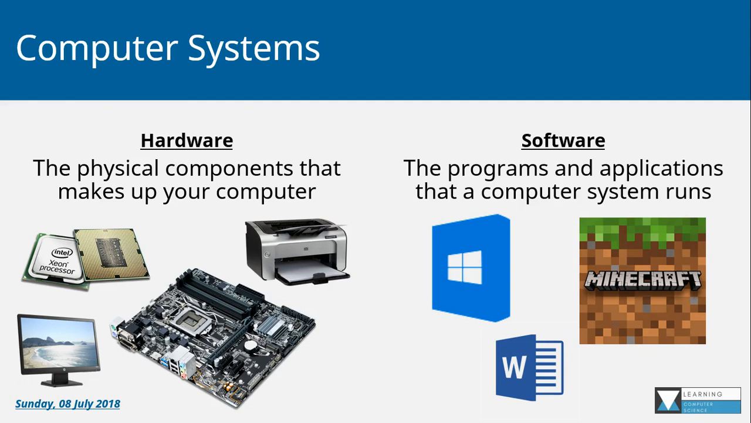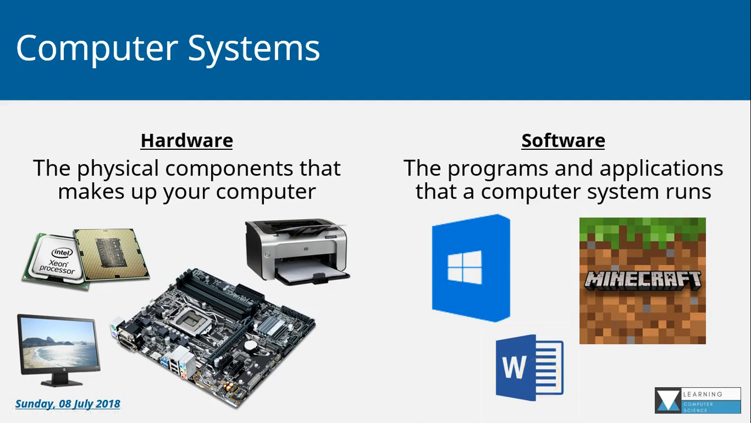Now, for OCR, you only need to know about hardware and software. But for AQA, you need to know that there are two different types of software. Okay, so the two different types of software are the operating system, which is known as system software, okay, because it runs the system. And you've also got application software, which are the other programs that run. So like your games, your programs like Microsoft Word, Publisher, Excel, PowerPoint, they are all different applications. Okay, so you've got your system software and your application software.